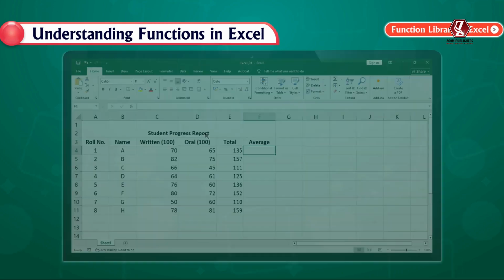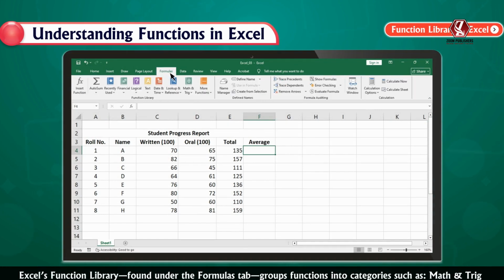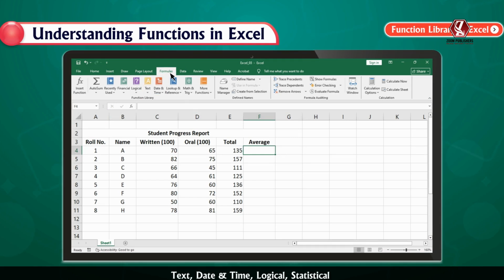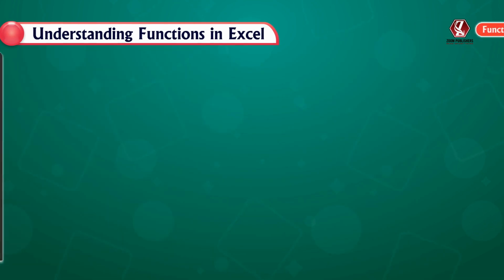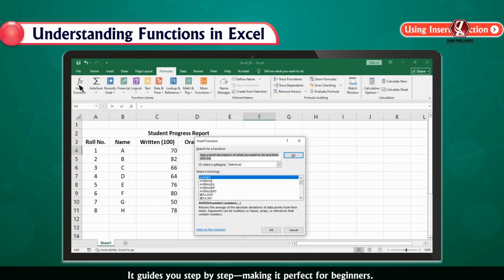Function library in Excel. Excel's function library, found under the Formulas tab, groups functions into categories such as math and trig, text, date and time, logical, and statistical. This makes finding functions easy and fast. Using insert function. The insert function option helps you choose a function even if you don't remember its name. It guides you step by step, making it perfect for beginners.